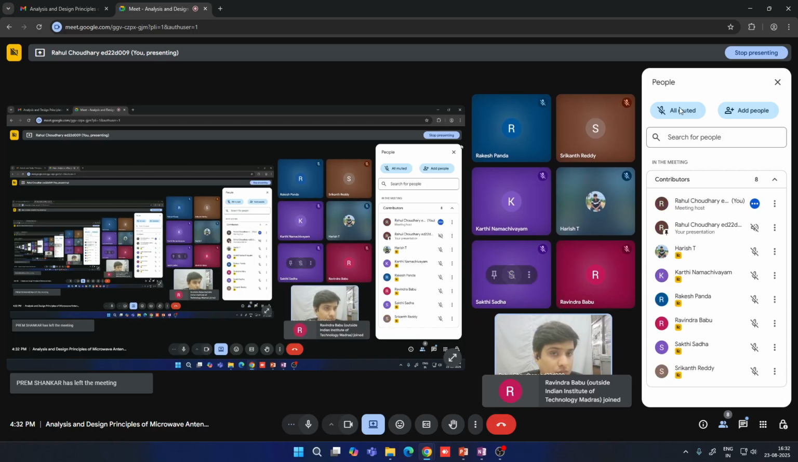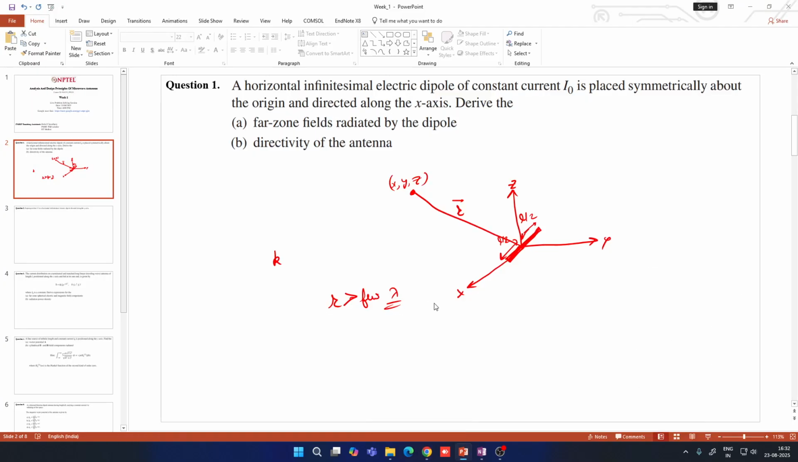So those who have just joined right now, we are solving question number 1. The question is: a horizontal infinitesimal electric dipole of constant current I naught is placed symmetrically about the origin and directed along the y-axis. Now we have to derive the far zone field radiated by the dipole and the directivity of the antenna.